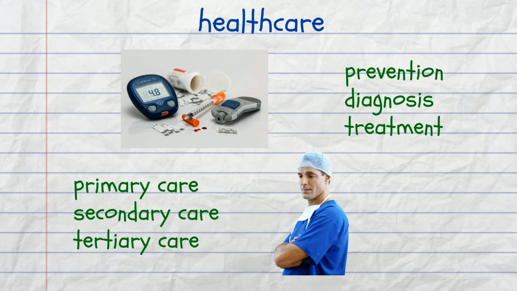Secondary care is a more specialized medical help provided by clinics and hospitals with specialist doctors like cardiologists and endocrinologists. And tertiary care is highly specialized medical care, usually over an extended period of time in large hospitals.